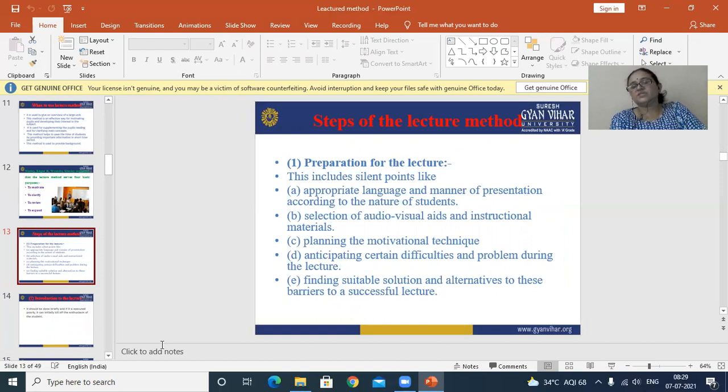Steps of lecture method. First step is preparation for the lecture. This includes salient points like appropriate language and manner of presentation according to the nature of the student.